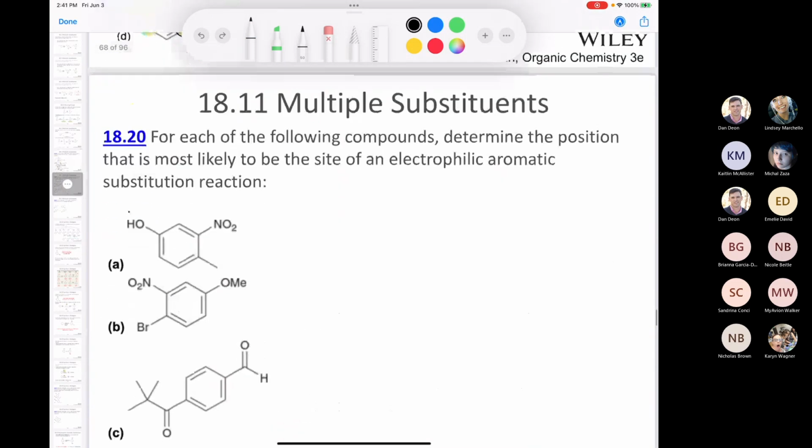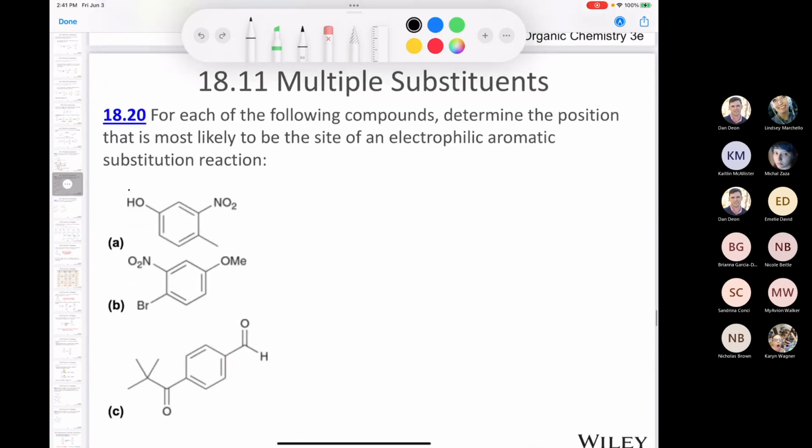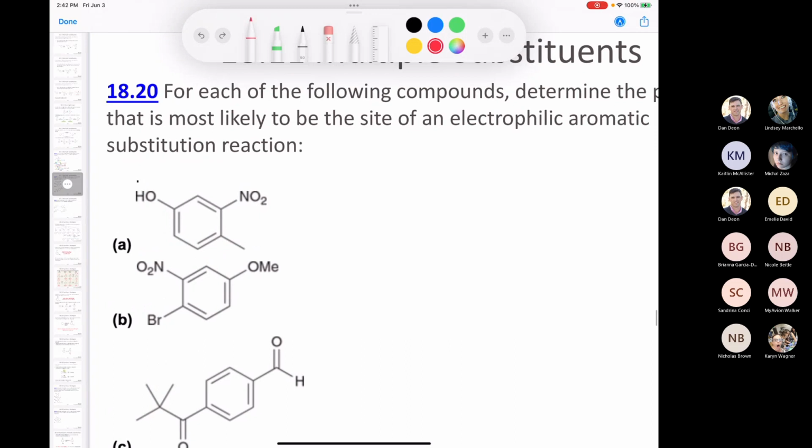Well, let's move on to question 18.20, which asks us something similar. Where is going to be the preferential site of electrophilic aromatic substitution on each one of these molecules? So we'll start out with 18.20A. Let's kind of categorize these.